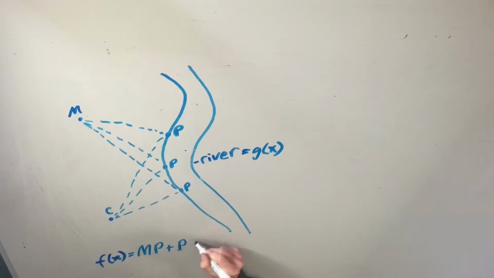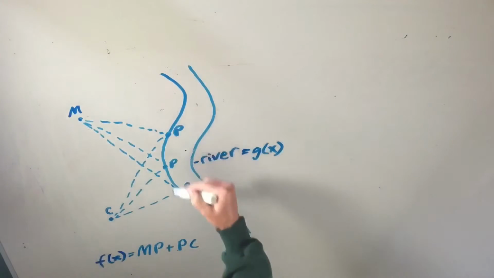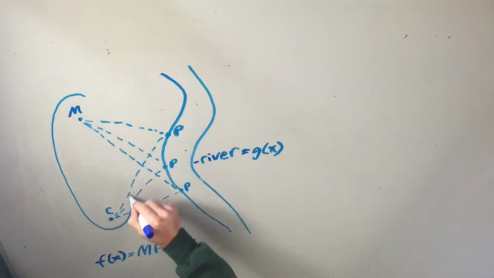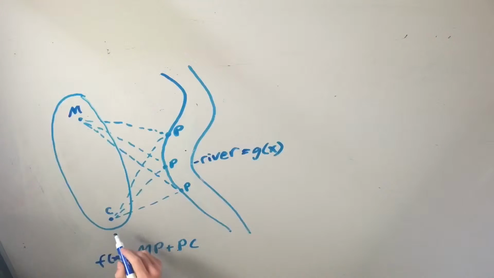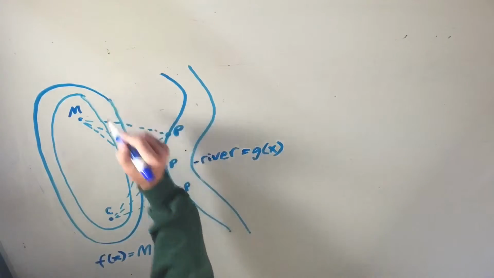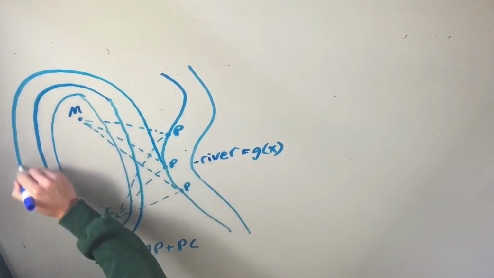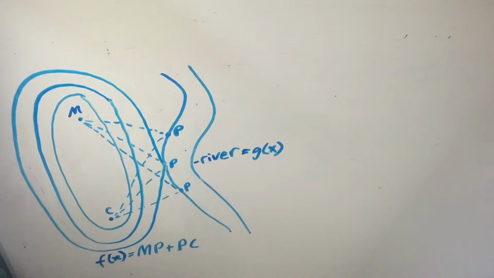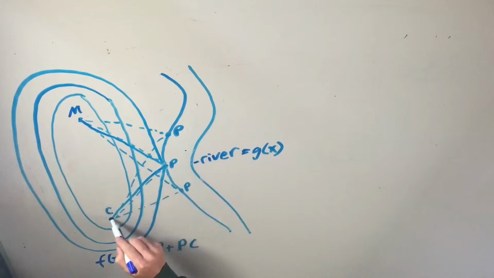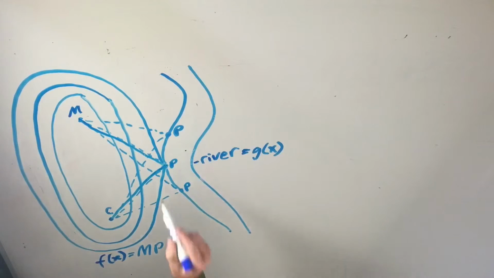The function that we will be minimizing is known as f(x) and equals MP plus PC. The distance from one focal point on an ellipse to a point on the ellipse to the second focal point is always the same. So we want to find the smallest ellipse that has a tangent point with the river. Since this point is tangent to both the river and the ellipse, this point will make the shortest distance between MP and PC.